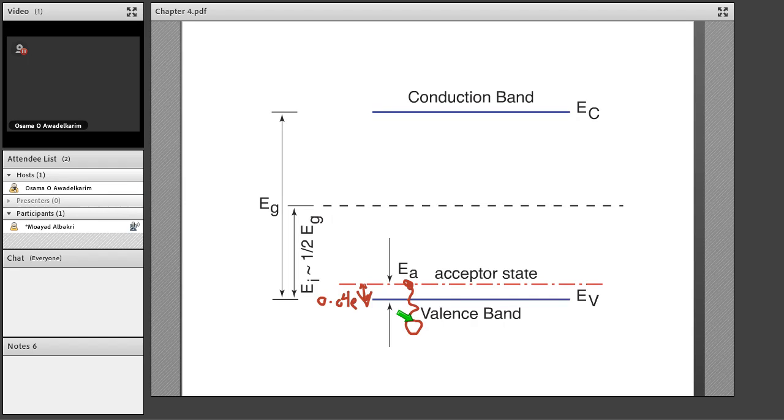Again, just like what we thought, we expect the Fermi level for this p-type semiconductor to be in the lower half, because now we have more holes in the valence band, and therefore we expect the Fermi level for this semiconductor to be in the bottom half, close to the valence band.